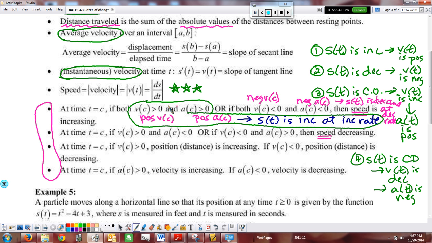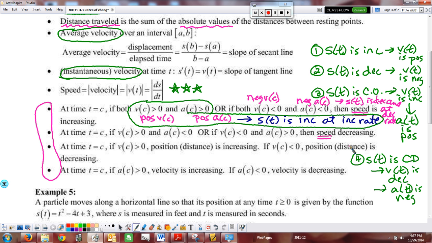But when velocity and acceleration are opposite of each other, they're acting against each other. I'm headed in the positive direction, but I'm slowing down. Then your speed is decreasing. And the same thing: if I'm headed in the negative direction but the acceleration is positive, my speed is still decreasing, because I'm heading one way and putting the brakes on in the other way. They're acting against each other, so your speed is decreasing.